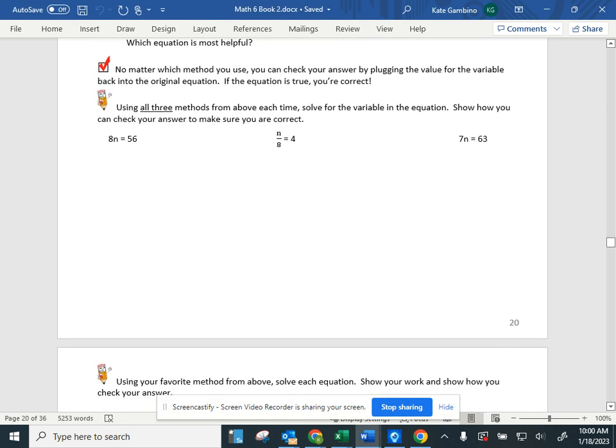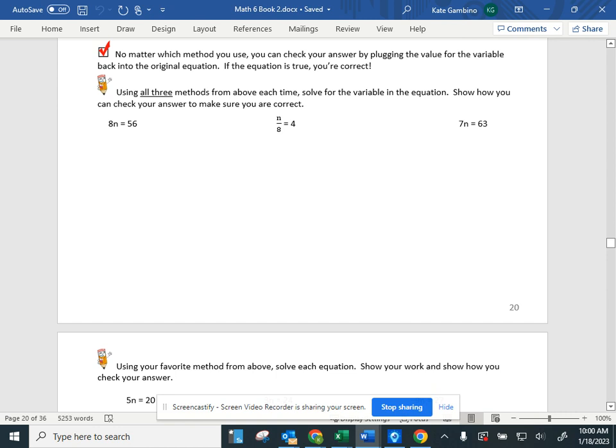No matter which method you use, you can check your answer by plugging the value for the variable back into the original equation. If the equation is true, you're correct. We talked about that yesterday. Check your work, especially when we're working with negative numbers. When you come up with an answer, plug it back in, okay?